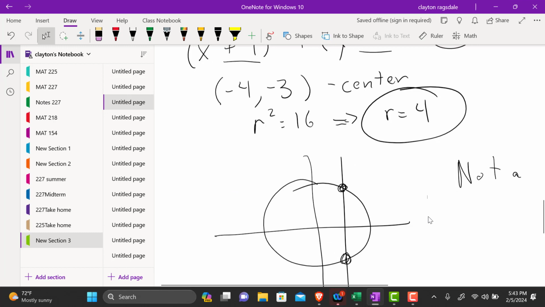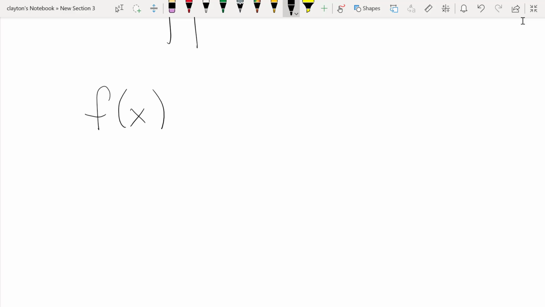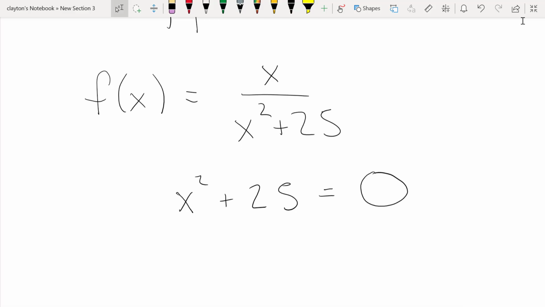Now, the issue you would normally see with a rational function is, well, we know we can't divide by 0. So let's write down this first one. f is equal to x over x squared plus 25. Normally when we're dealing with rational functions, we run into an issue: we can't divide by 0, meaning our denominator cannot be equal to 0. To avoid this problem, I want to find out when this is equal to 0. So I take my denominator, x squared plus 25, set it equal to 0, and begin to solve.